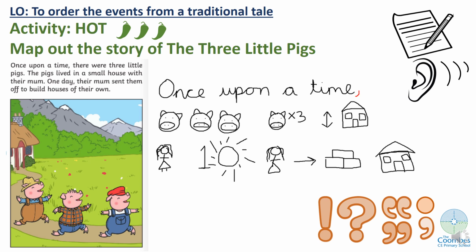Once upon a time there were 3 little pigs. Full stop. The pigs lived in a small house with their mum. Full stop. One day, comma, their mum sent them off to build houses of their own. Full stop. So it's very similar to the medium task. It's just making sure you know where those key bits of punctuation go. So if you'd like to do the hot task, off you go.